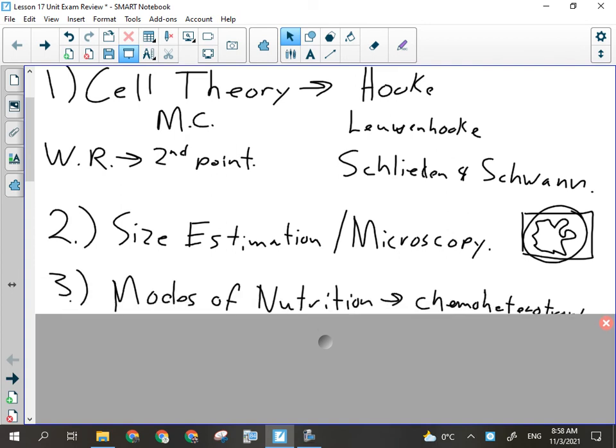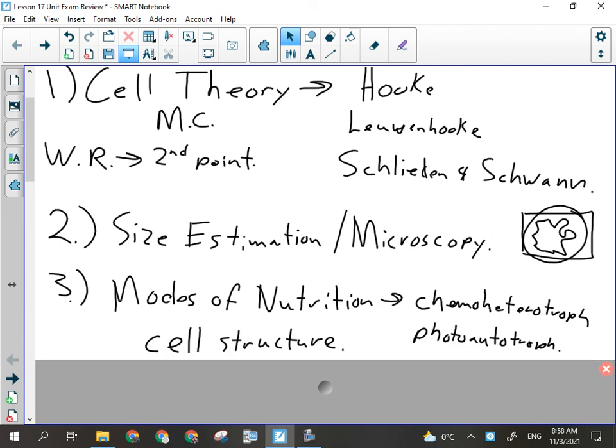Okay, and then we went over modes of nutrition and how they relate to cell structure, which was part of our cell anatomy lab that we again went over yesterday. So you definitely need to know these two terms and be able to use them properly. Chemoheterotroph and photoautotroph. I can't remember if it was this class or the other class or both, where I had people write photoheterotroph, okay?